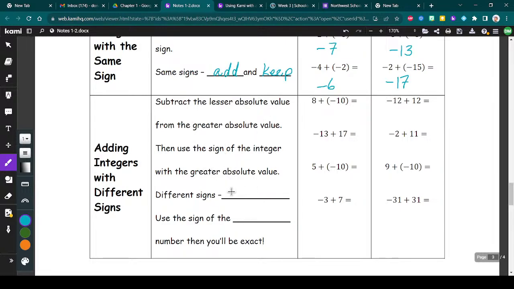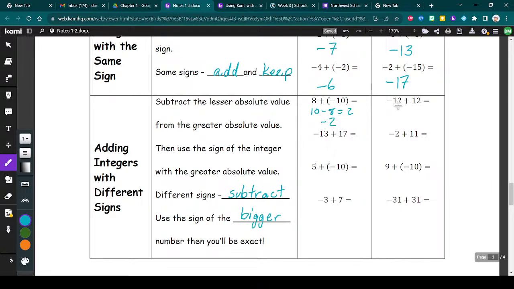Typically what I say is different signs subtract. And when we subtract, it should be a mentally common thing for you to say, oh, I'm going to subtract the smaller number from the bigger number. And we want to use the sign of the bigger number so that we keep our number intact. So here we go. 8 and negative 10. 10 is bigger, so we go 10 minus 8, which gives us 2. 10 is also bigger, and it has a negative sign on it, so our answer is negative 2.